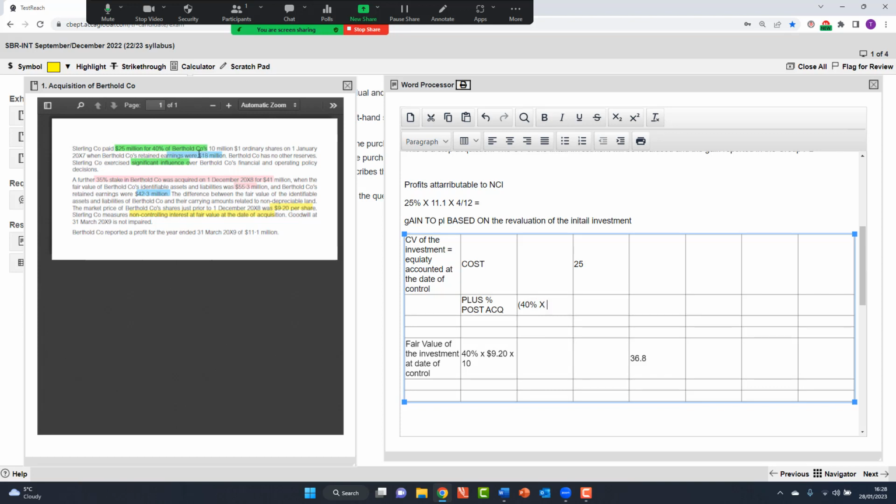There's no other reserves. So at the date of acquisition, it was 18, but the retained earnings when we got control was 42.3. So it's then the difference between 42.3. I mean, not many people got this right in the exam. This is not a pass or fail issue.